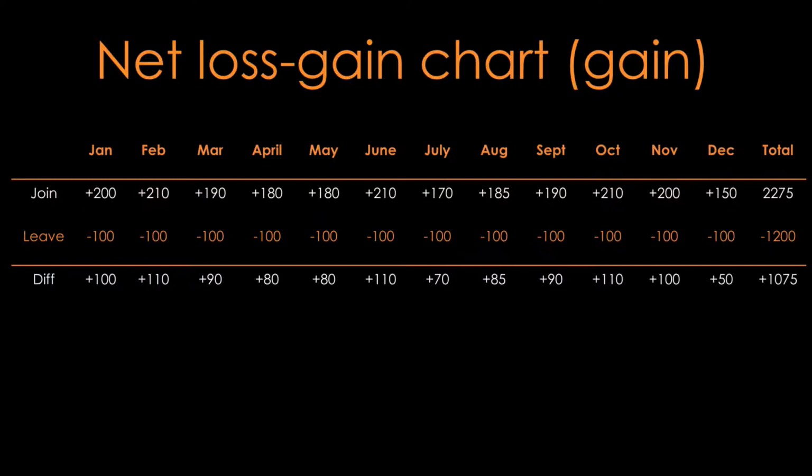Over the 12-month period, they sell 2,275 memberships and they lose 1,200 members. Now, what we can't say from this is whether the people who joined in January left in February or those who joined in March left in October. It's just a count of members versus leavers. And we can illustrate to the staff that at the end of the year, we are 1,075 members up on the beginning of the year.